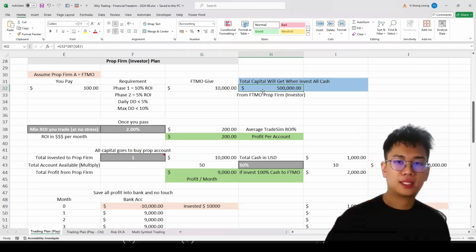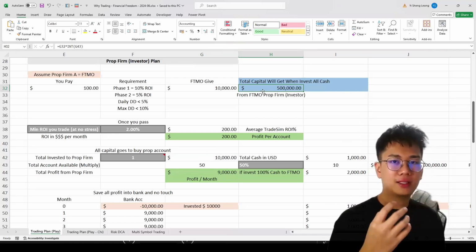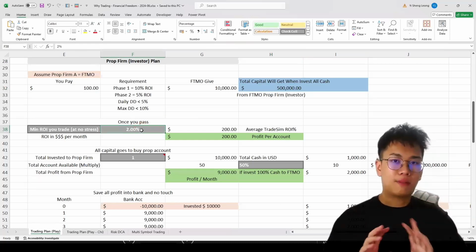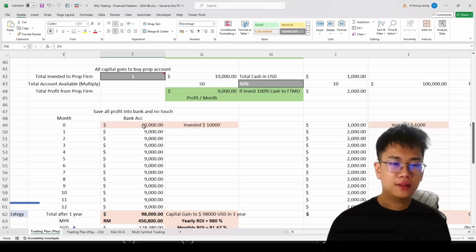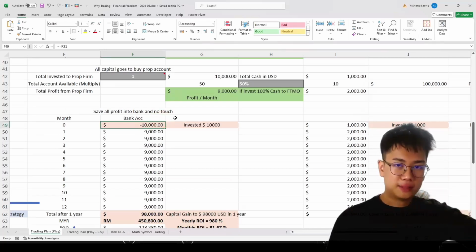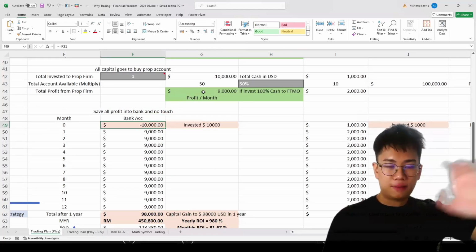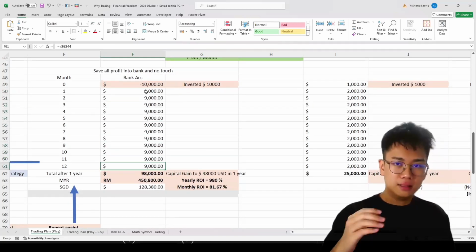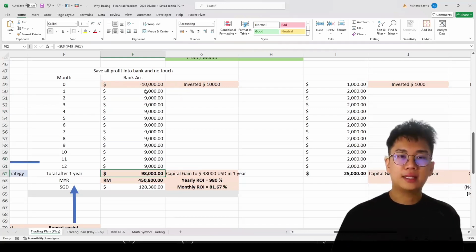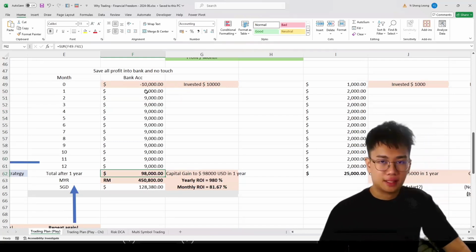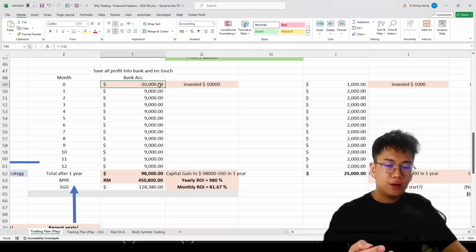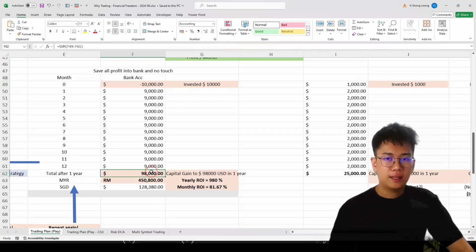Now, let's move on to the next level. If you can get $500,000 from prop firms and you make 2% of it, plus minus all the profit sharing, you are getting around 10,000 in the first month, spending. But every month net profit is about 9,000. So you get 9,000, 9,000, 9,000, 9,000. Sum up everything together, you get 98,000 in the first year. Meaning that from 10,000, one year later you become 100,000.